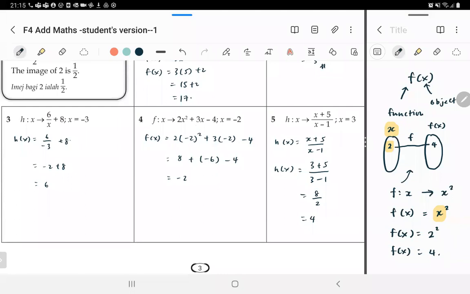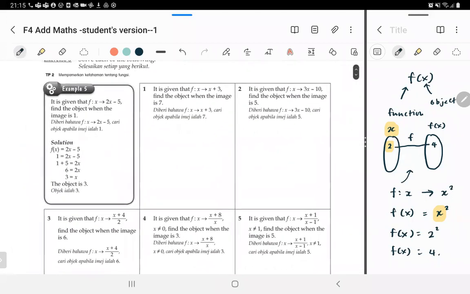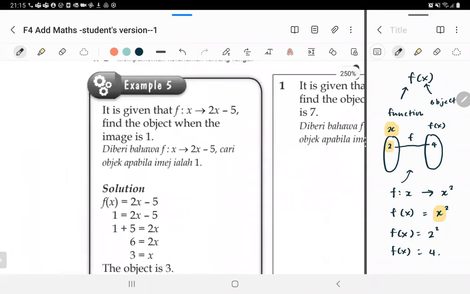No problem, still easy. Okay, then we go for the next part. The questions can be like this, but same concept. If you see the question, we see the example first.